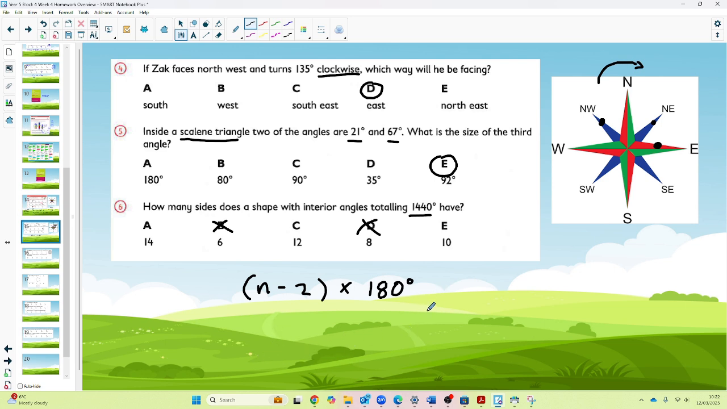So why don't we just try another number and see what happens. We're going to try 10 and see if we get that as our total. So 10 take away 2 is 8. We're now going to need to do 8 multiplied by 180 degrees and see if that gives us our answer. 8 times 0 is 0. 8 8s are 64. 8 times 100 is 800, plus the 6 that we've carried down here, and that will get us 1,440 degrees. So the answer is E.